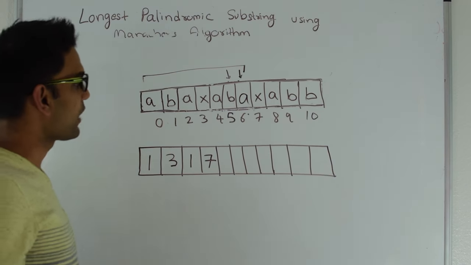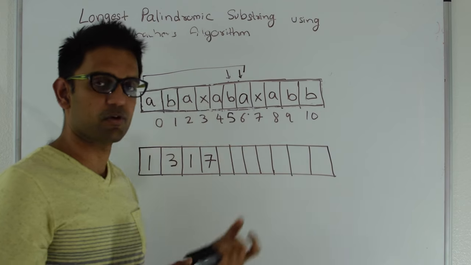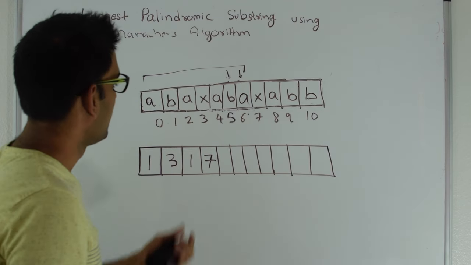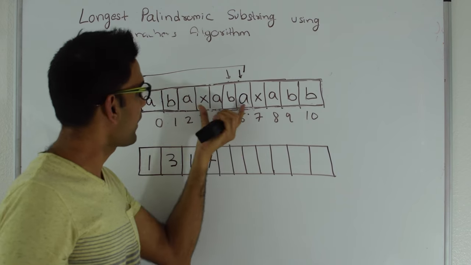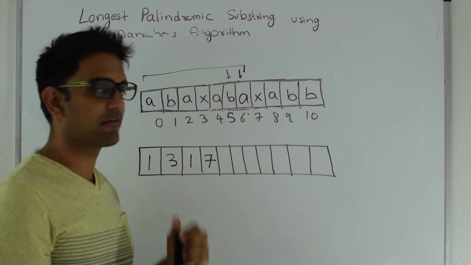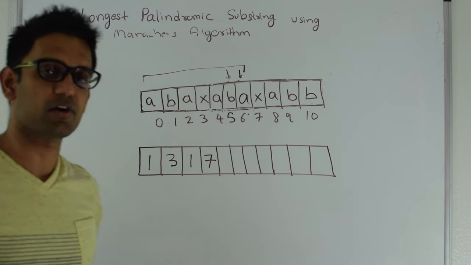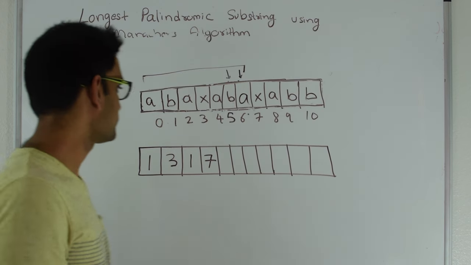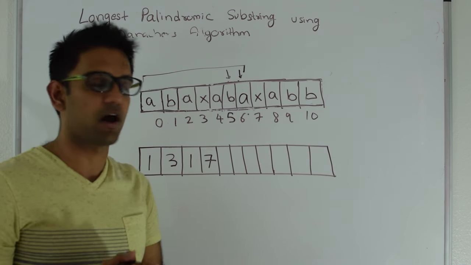So now the question is, how do we know which center has a palindrome which expands to the right edge? I mean, we can go to A and C. Does the palindrome around A expand to the right edge of the palindrome under X? And then we go to B and then we go to A. But if we do that, again, this algorithm doesn't stay linear. So what we do is we use the information we have calculated till now.